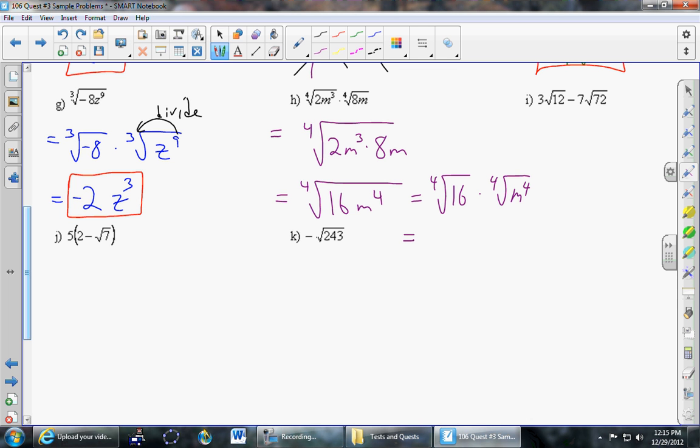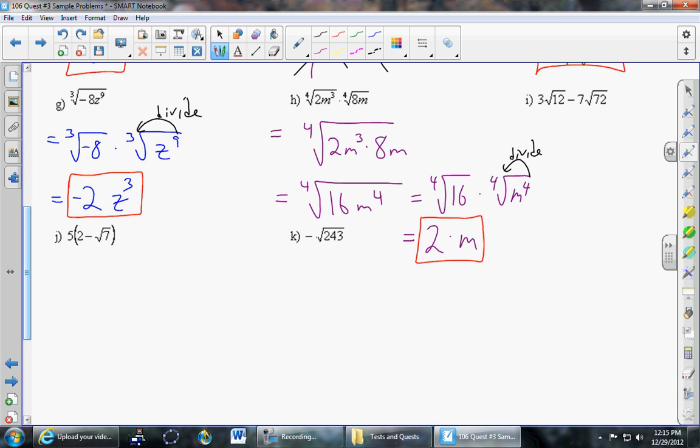Fourth root of 16 is a nice number. That is 2. The 4th root of m to the 4th. Again, use the idea of dividing here if you don't see it. The 4th root and the 4th power cancel, so we get 2m. Again, technically it should be absolute value of m right there, but we'll leave it because we're assuming the variables are all positive.